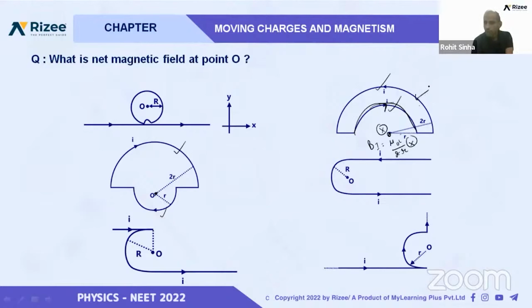Now for this one, you will do B2 is equal to mu naught I by 2 into 2R, and this is the direction of dot. You can see, you will subtract both of them, and you will get your answer. Similarly, you have to try all of this. Okay.